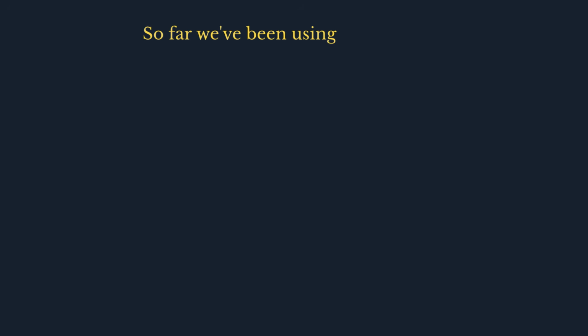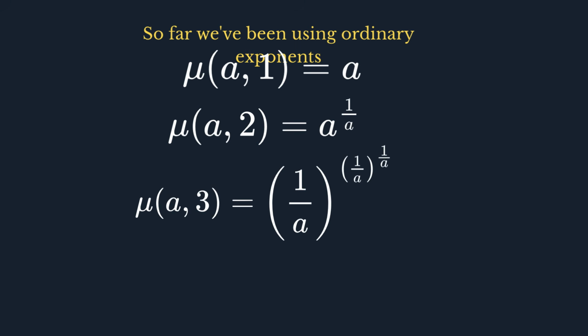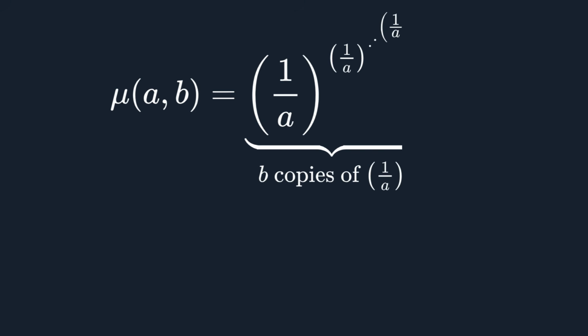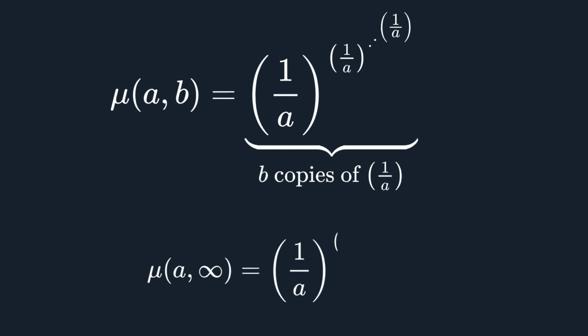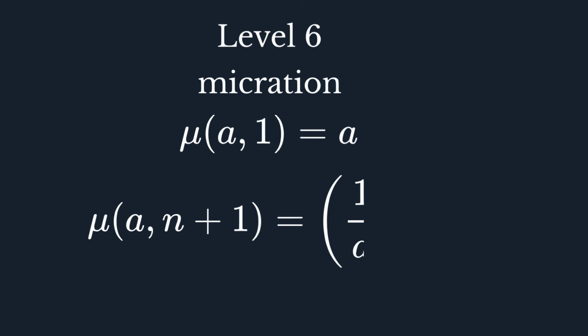So far we've been using ordinary exponents. Unfortunately, there is no standard notation for a reciprocal tower the way there is for titration, but we can describe it using nested fractions. 1/a, all raised to the power of 1/a, repeated b times, lets us define an operation just as extreme in the small direction as titration is in the large direction. Call it micration, repeated reciprocal exponentiation.